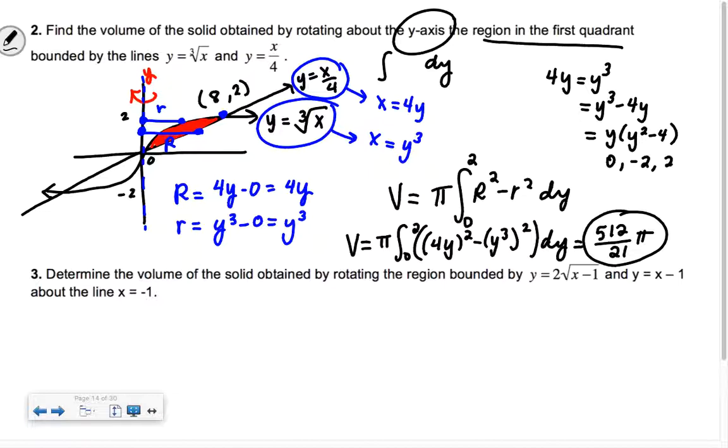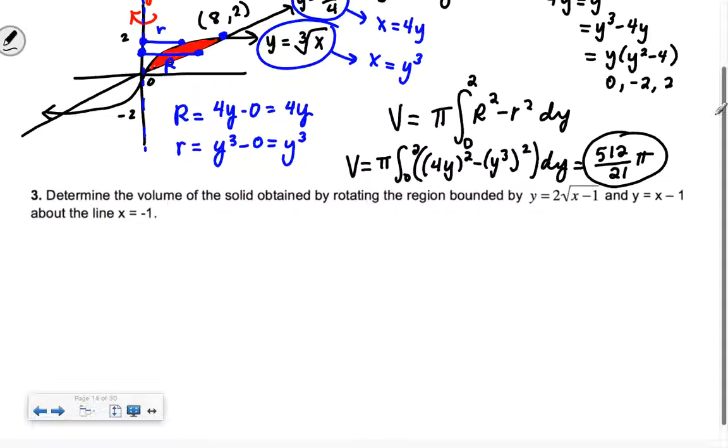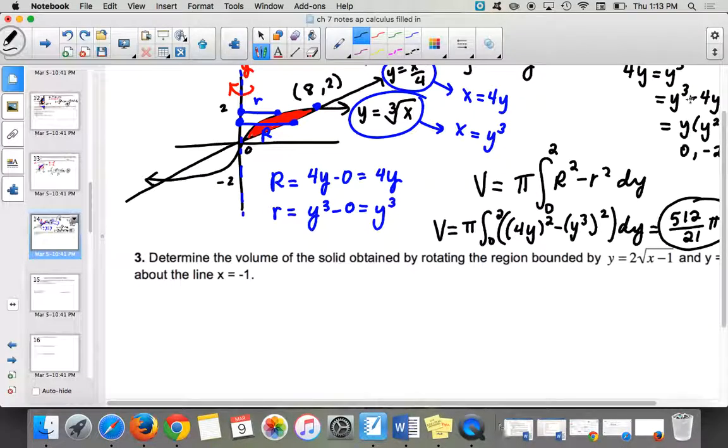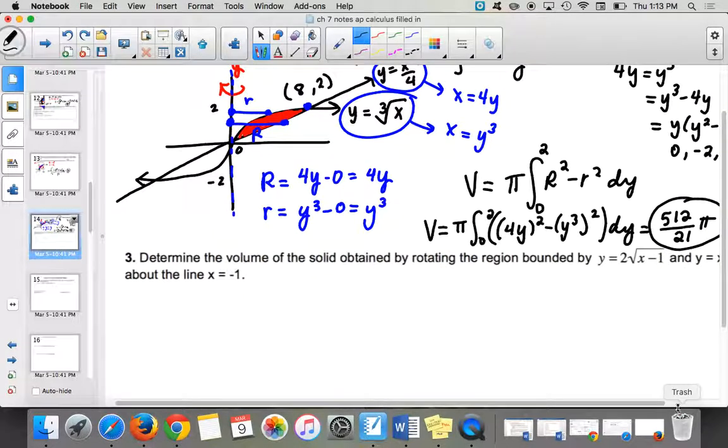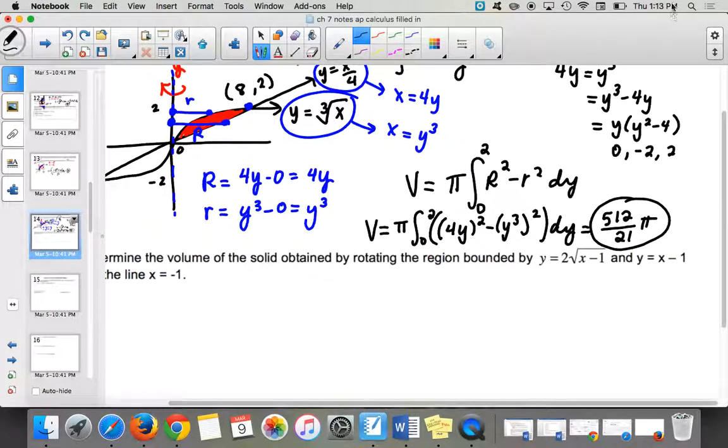All right, so it says determine the volume of the solid obtained by rotating the region bounded by y equals 2 times the square root of x minus 1 and y equals x minus 1 about the line x equals negative 1. I'm going to go ahead and graph this because I'm going to guess I need an intersection point anyway. So go ahead and graph it on your calculator.